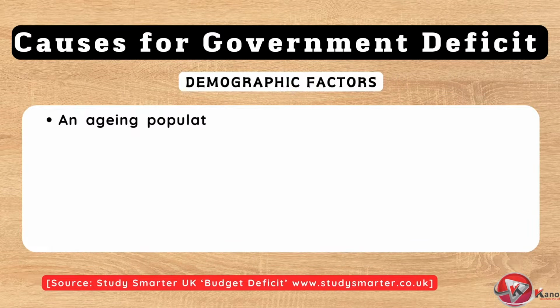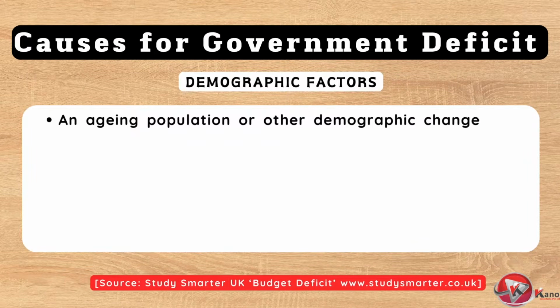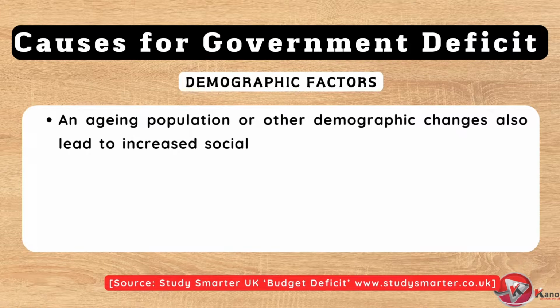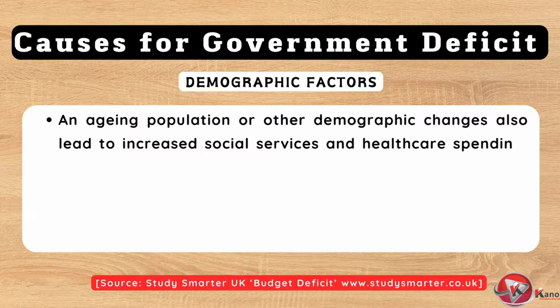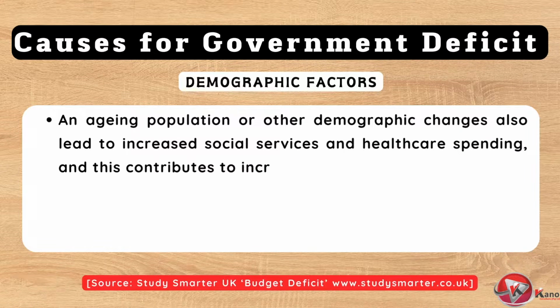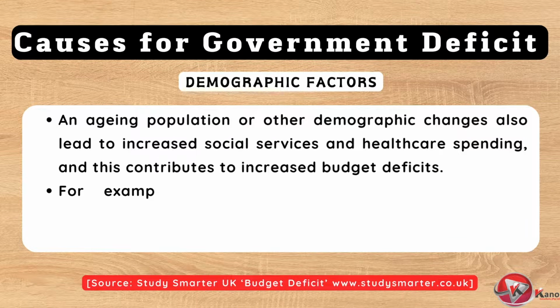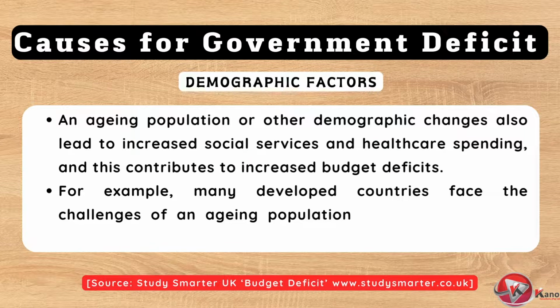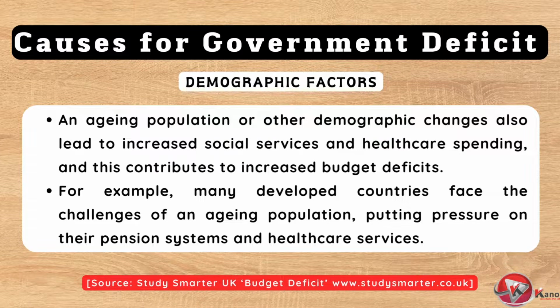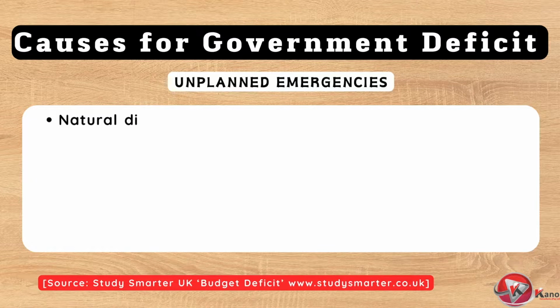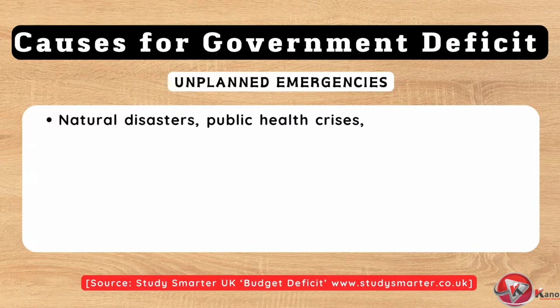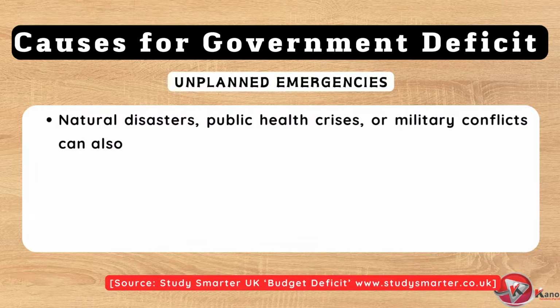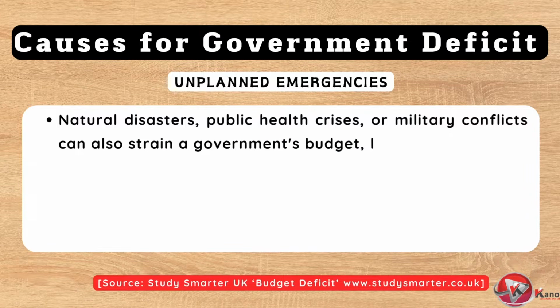An aging population, or other demographic changes, also lead to increased social services and healthcare spending, and this contributes to increased budget deficits. For example, many developed countries face the challenges of an aging population, putting pressure on their pension systems and healthcare services.